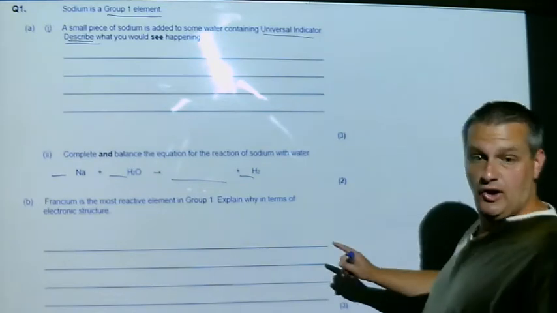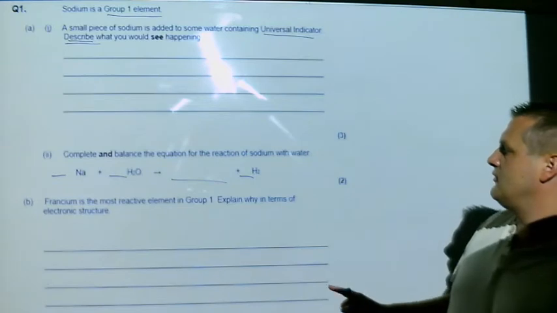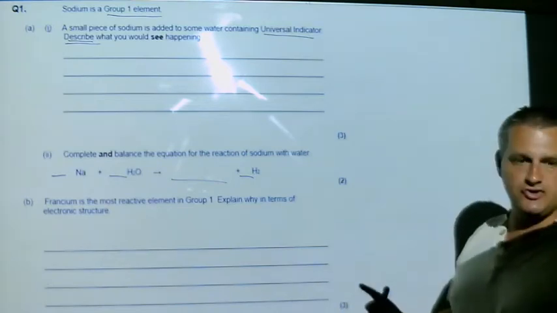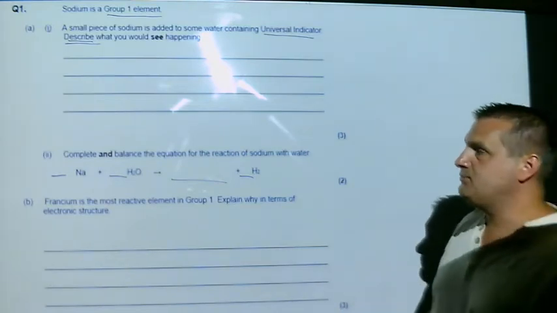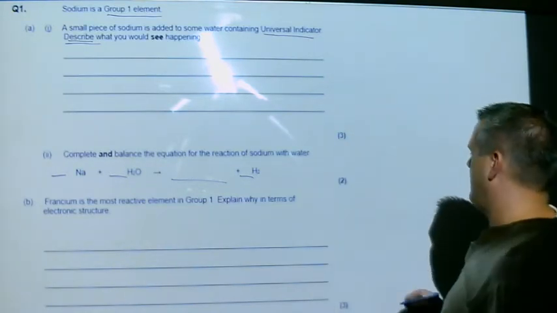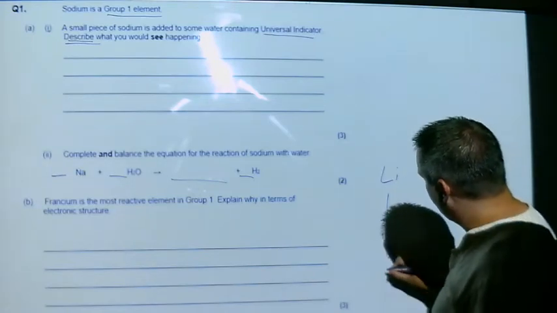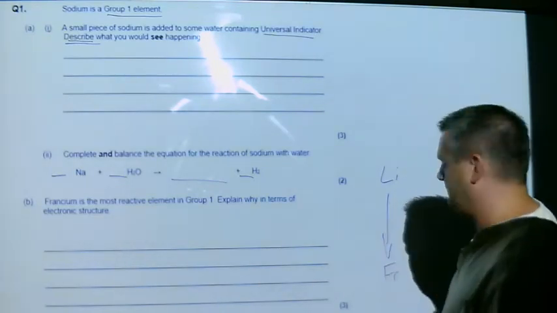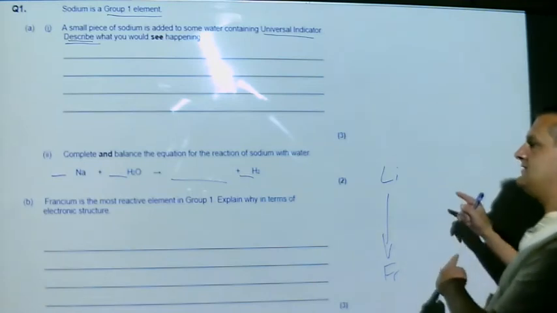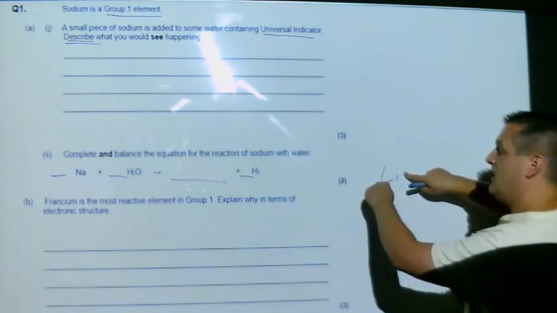Finally then, this is the longer answer bit of it. We are told francium is the most reactive element. We're going to explain why in terms of our electronic structure. So at this point you'd actually look at the periodic table, and you'd see that as you go down group 1, it starts with lithium, and the one at the bottom is francium. So there's going to be some sort of link to the periodic table and why it is that they get more reactive going down.